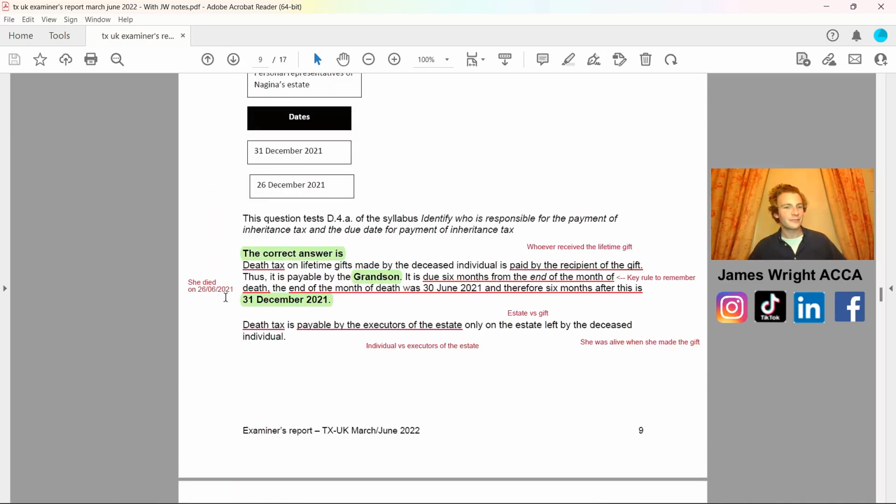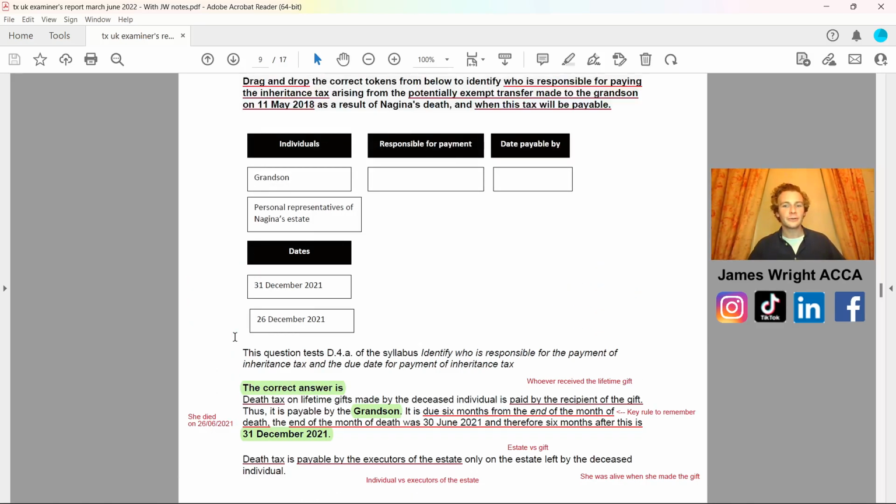Oh, look at that. I've just realised she died on the 26th of June 2021. So again, just get that down for your notes and that'll help you on there. But that nicely takes us through an example of inheritance tax, how it was previously tested on a section B question.